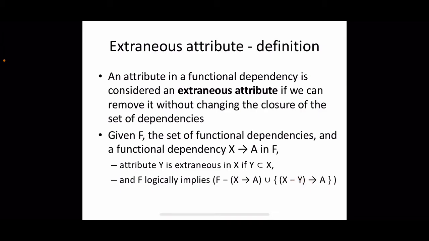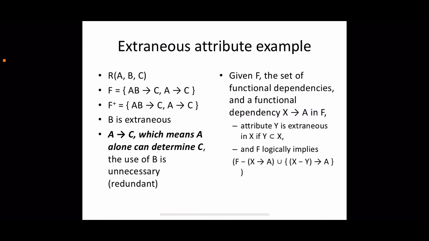What we are doing is we take a dependency X determines A and find a Y which is a proper subset of X. We remove this entire dependency and add another dependency by removing this Y from X, adding X minus Y determines A, and F is logically the same. If so, we can say that Y is actually extraneous. So we have to find all those extraneous attributes from our dependencies as a first step to find the minimal cover.